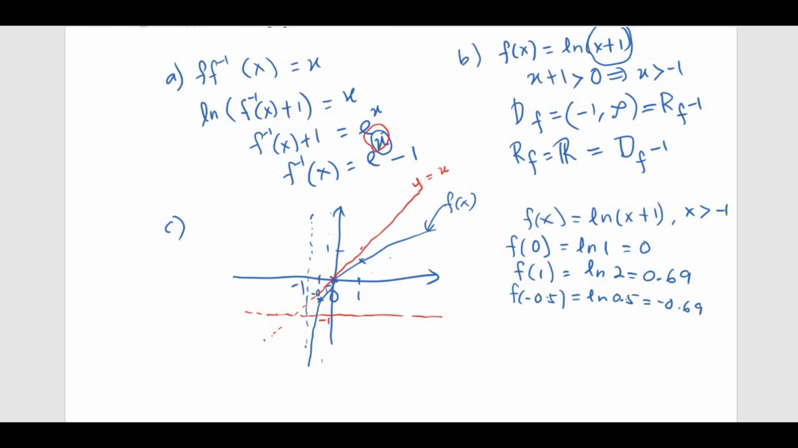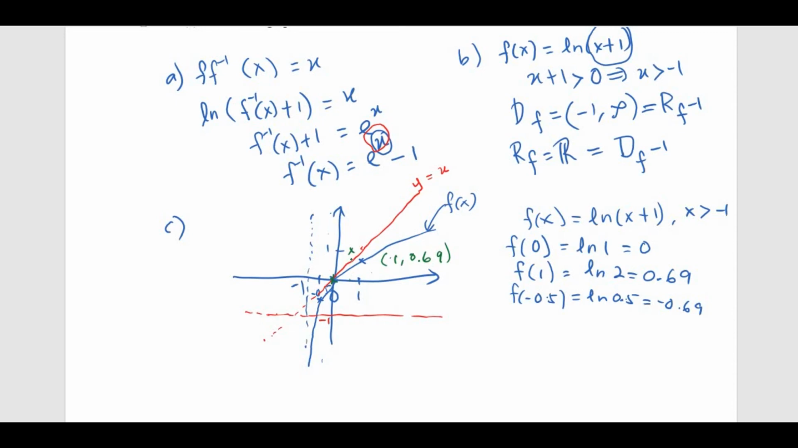Next, you can draw the f inverse. How to sketch the f inverse? You just reflect the coordinates of this. So let's say here you have 0, 0. It will remain here at 0, 0. And then here the point is 1, 0.69. So for the inverse, it will become 0.69, 1. So let's say this is 0.69, 1. So here will be the point.